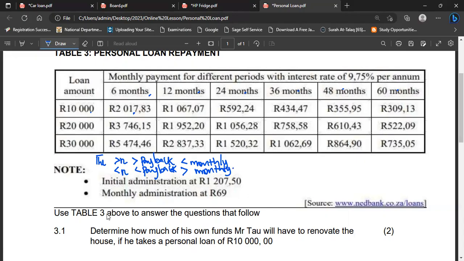That's why you see 10,000, if you're going for 6 months, it's short, but the monthly repayment is big compared to these other ones. But indeed, the person who has paid back the 10,000 in 6 months will pay less compared to someone who paid in a full year.